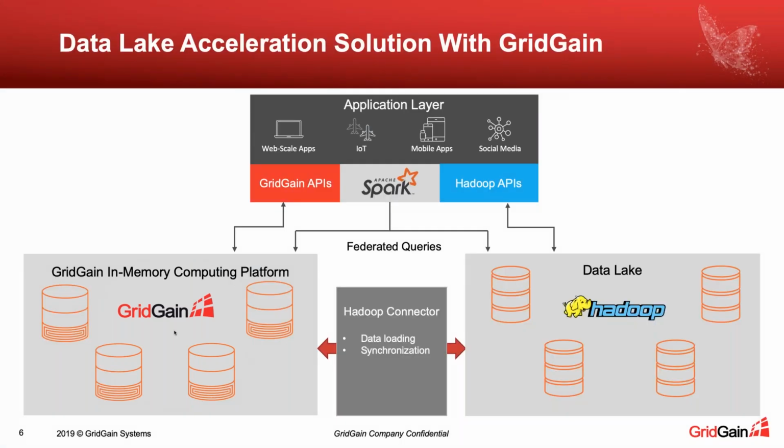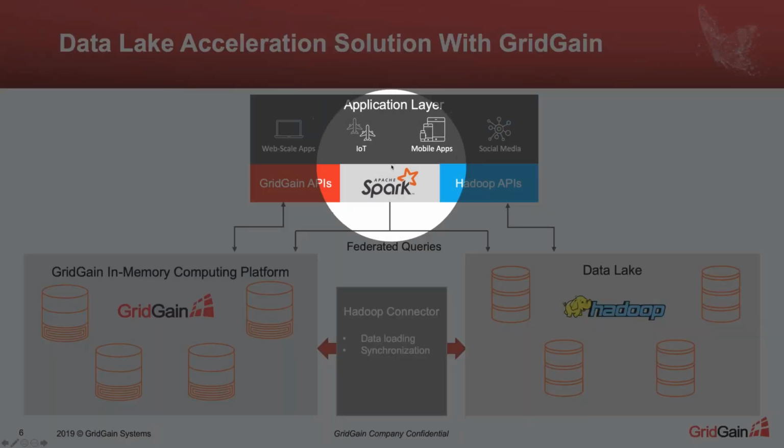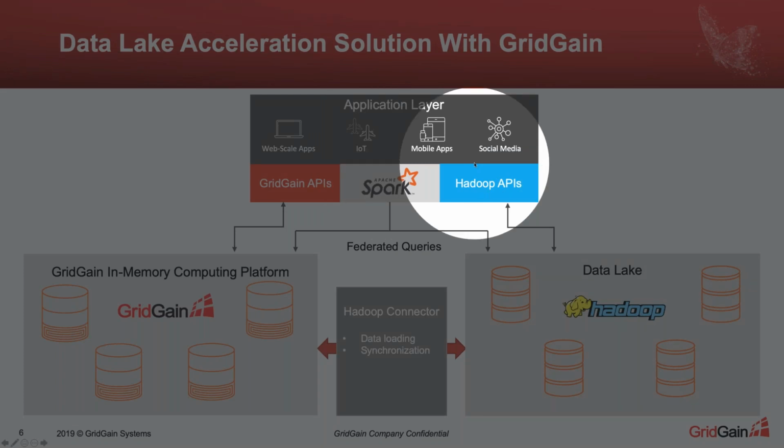And after that, what happens with your application layer? Now you have in your system 2 different clusters. You have Hadoop, you have GridGain. You can use Hadoop APIs. You will continue using Hadoop APIs, MapReduce, Impala, Hive, whatever, to go and run all of the previous operations and reports that existed before.